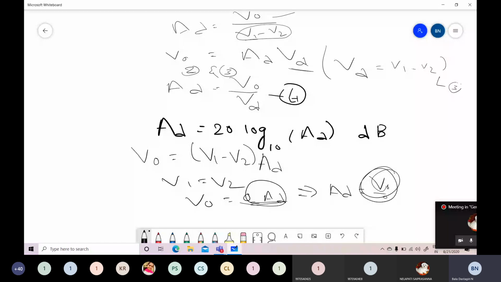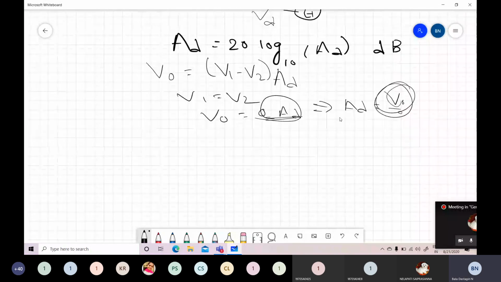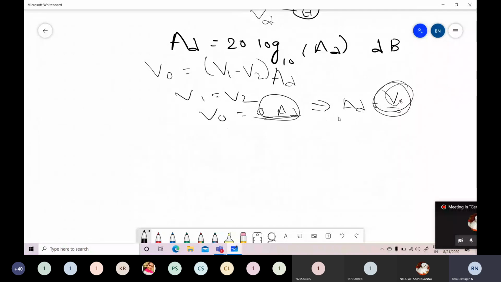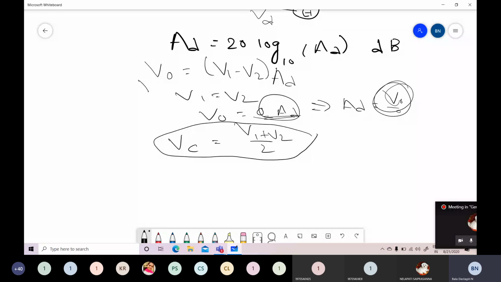For this reason, we can say that the output not only depends upon the two differential inputs, but also depends upon the average common level of the two input signals. Such an average of two input signals is called the common mode signal, that is VC, where VC is equal to V1 plus V2 by 2. The output voltage would become 0 if V1 is equal to V2, but that should not be the case. There has to be some output.